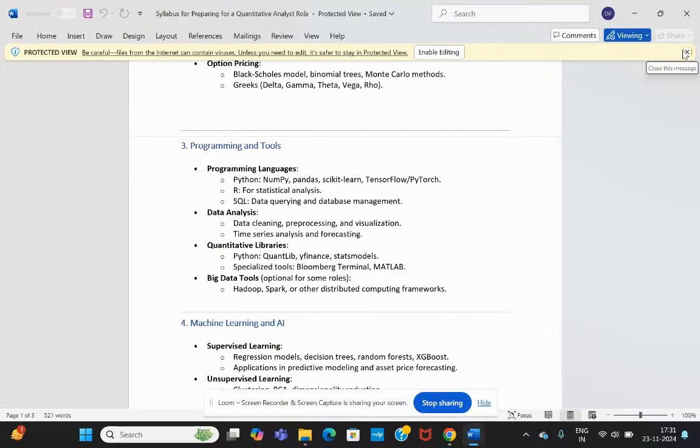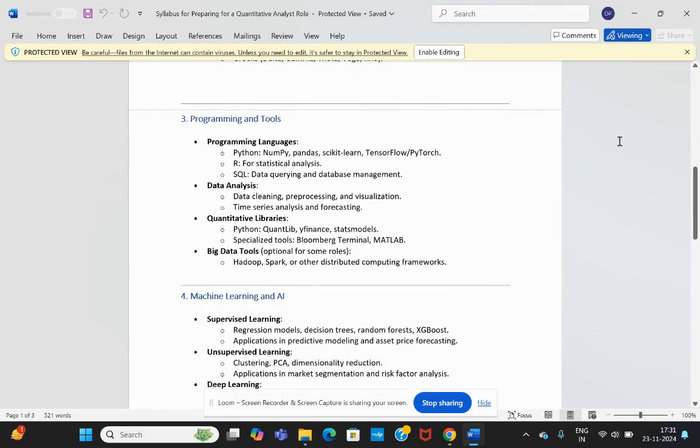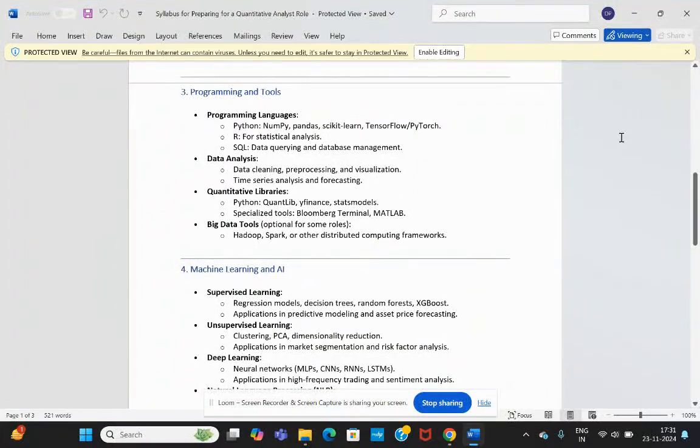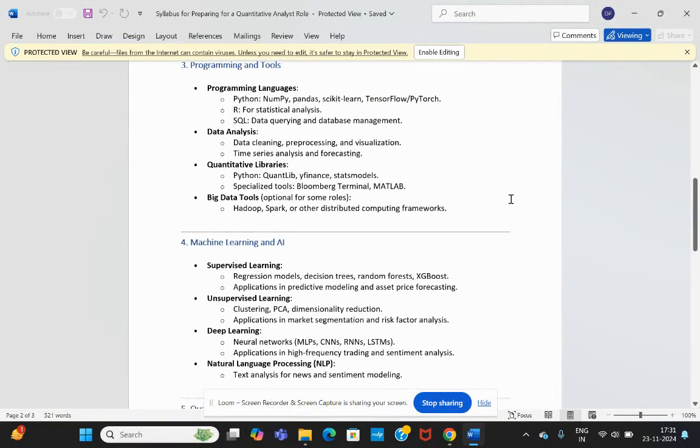And then we will move to the quantitative libraries. These are libraries specially built for quantitative techniques, such as QuantLib, yfinance, and statsmodels. And specialized tools, Bloomberg Terminal and MATLAB. We will learn these from the perspective of the quantitative analyst role. And then we will move to big data tools, which are options for some roles, Hadoop, Spark, and other distributed computing frameworks. These are things we will learn.